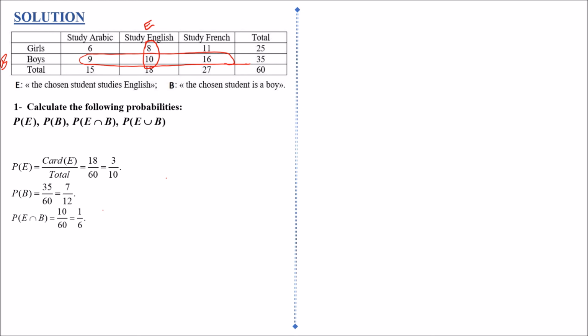These two intersect here at 10, therefore E intersection B is equal to 10 out of 60, which is equal to 1 over 6.